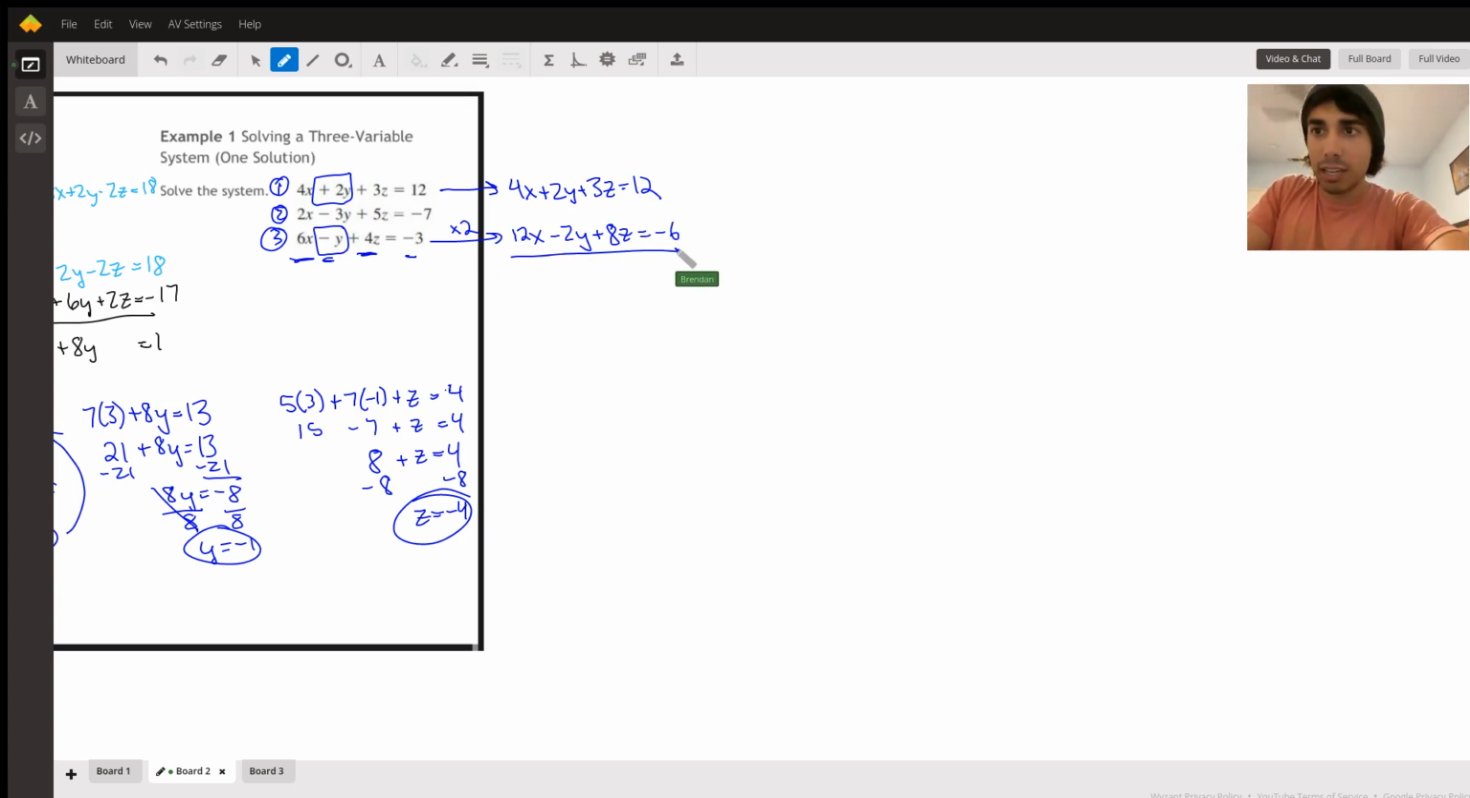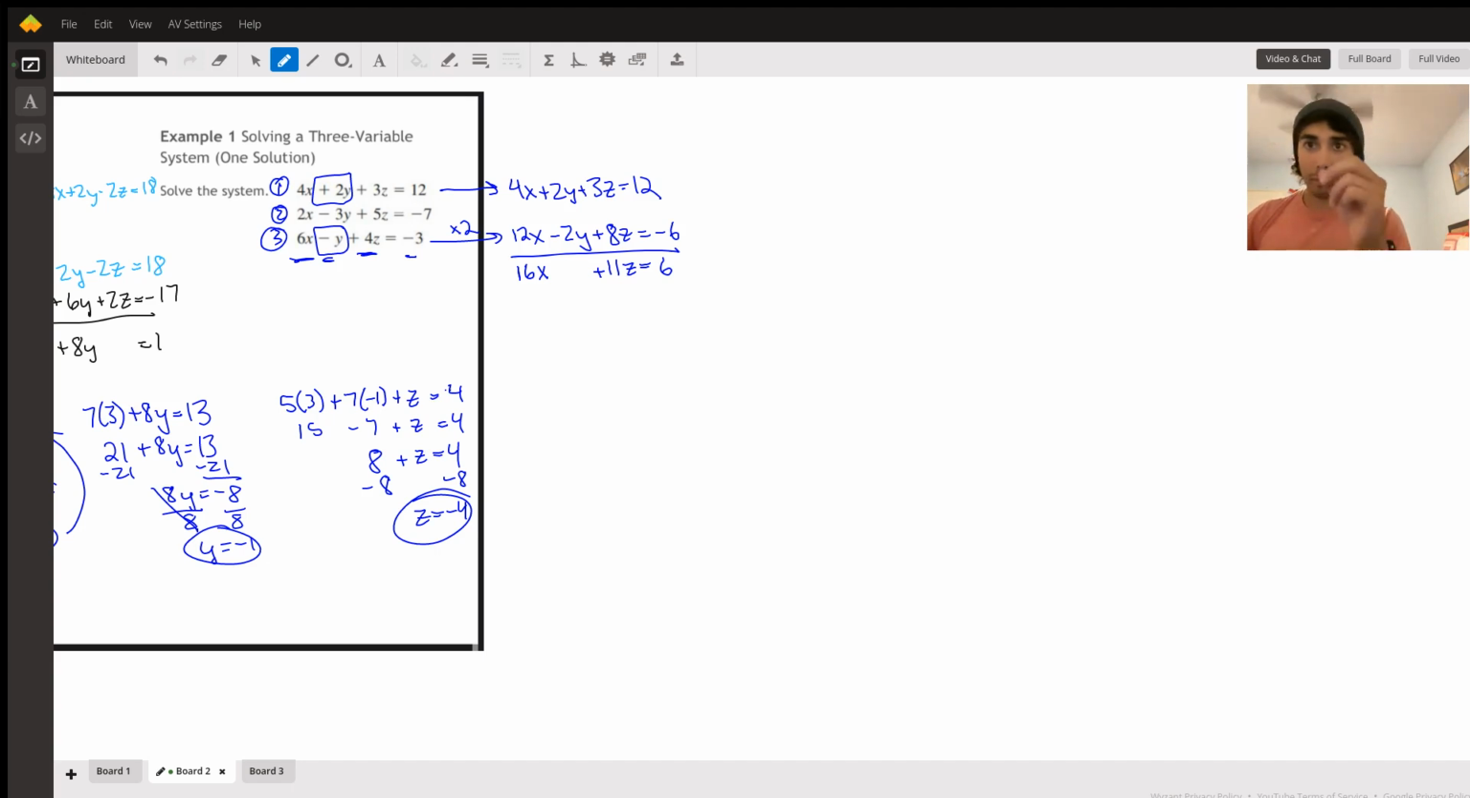All right, we can add those together now. 4x and 12x is 16x. 2y minus 2y is nothing. That cancels. 3z plus 8z is 11z. 12 minus 6 is 6. Okay, so I've used equations 1 and 3, so I can't use that same combination. I can either go 1 and 2, or I can go 2 and 3.